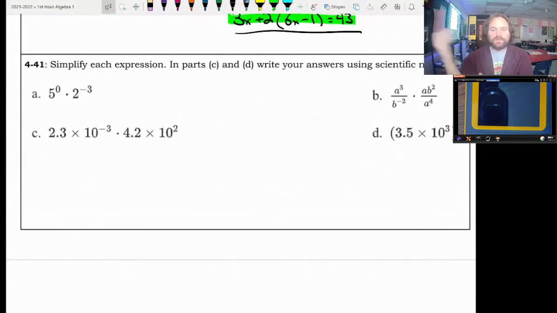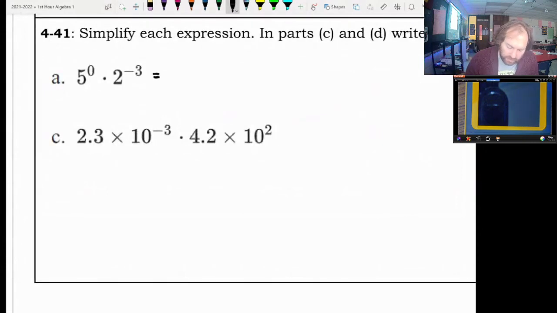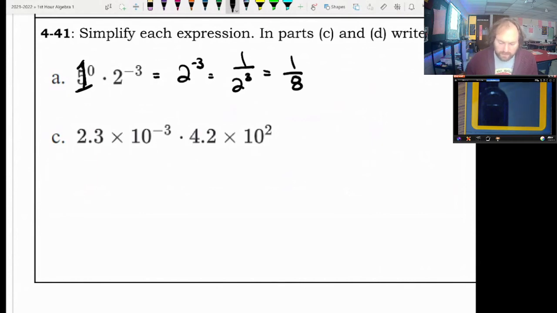These are just good to review every once in a while. 5 to the 0 power equals 1. 1 times 2 to the negative third. So 2 to the negative third power, honestly, is correct because this is just 1 right there. You could, I suppose, do 1 over 2 to the third power, which is 1 over 8. If you wanted to go that far, but you don't need to go that far.